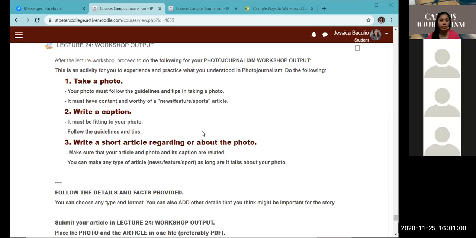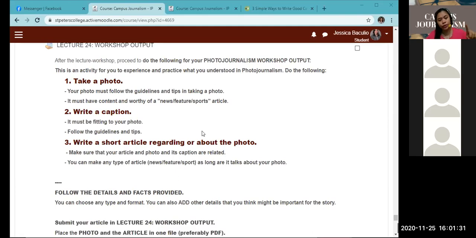Just remember that your photo must follow the guidelines and tips in taking a photo. It must have content and be worthy of a news, feature, sports article, or any kind of article. Or you can do these steps backwards. You might want to consider writing a short article first. But the point here is how you are going to adapt your article to your photo.